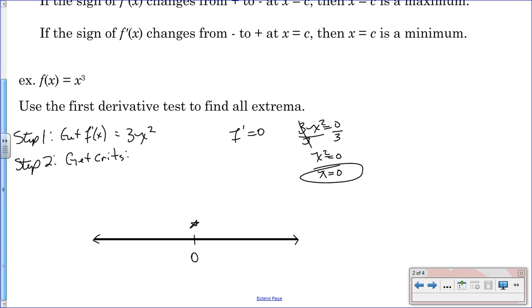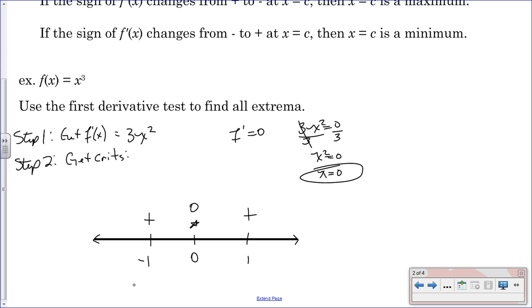So get the criticals. We got the criticals. So now what we're going to do is we're going to test a point to either side. Let's test -1 and +1. All right, so we put -1 into our function. We get 3 times -1 squared. -1 squared is 1. 3 times 1 is 3, this is positive. All right. Plug in 0, you get 0. Plug in 1, you get 3 again, so it's still positive.